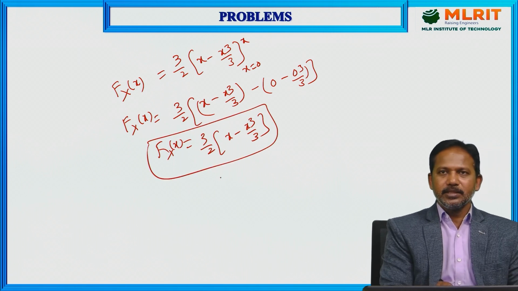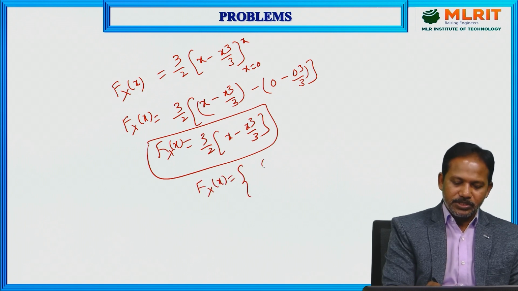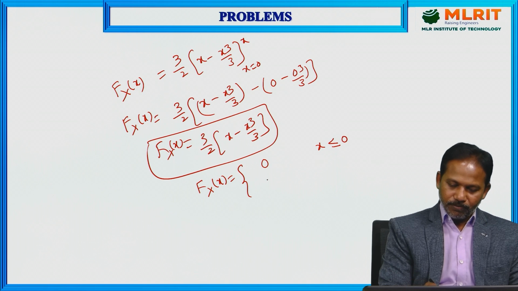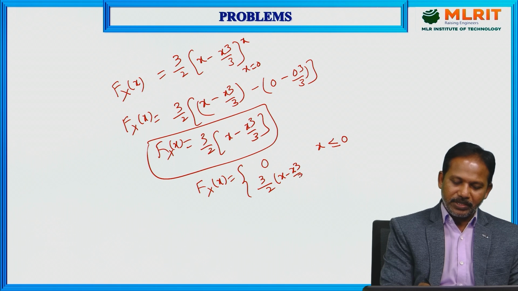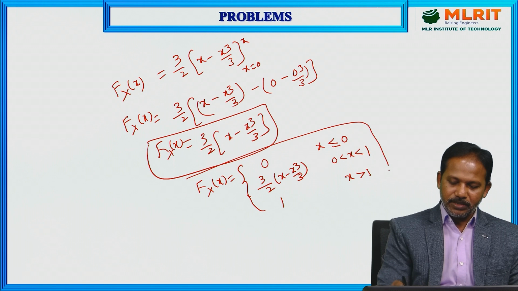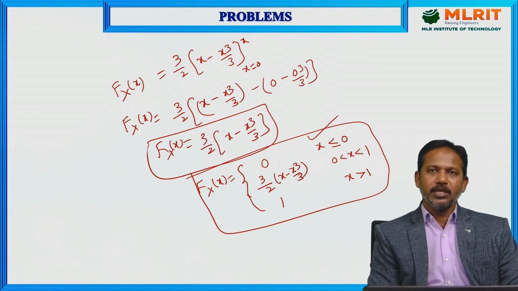I want to write the limits of this function. Capital fx of x is equal to 0 for x less than or equal to 0. Capital fx of x is equal to 3 by 2 into x minus x cube by 3 for 0 less than x less than 1. Here, if the x value is greater than 1, it is always 1 only. So this is my probability distribution function for the given data. It is fx of x equal to 3 by 2 into x minus x power 3 by 3 for 0 less than x less than 1.